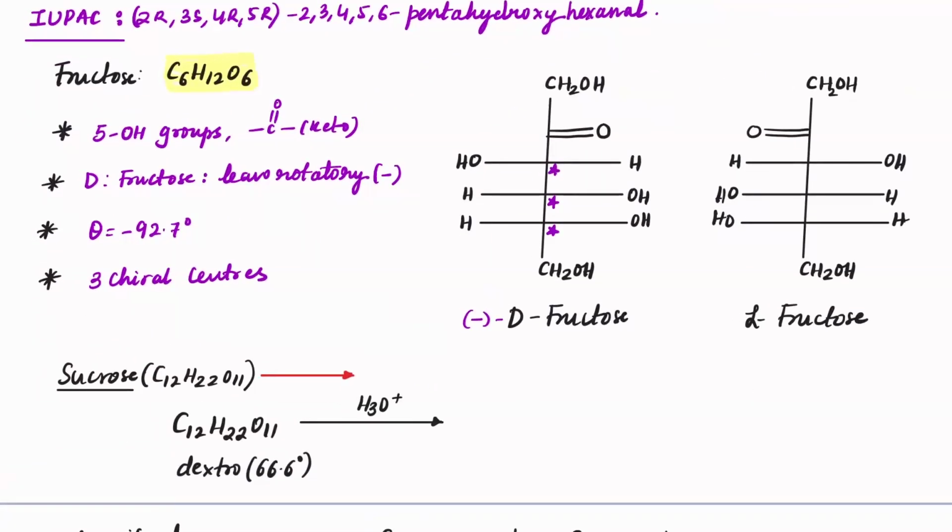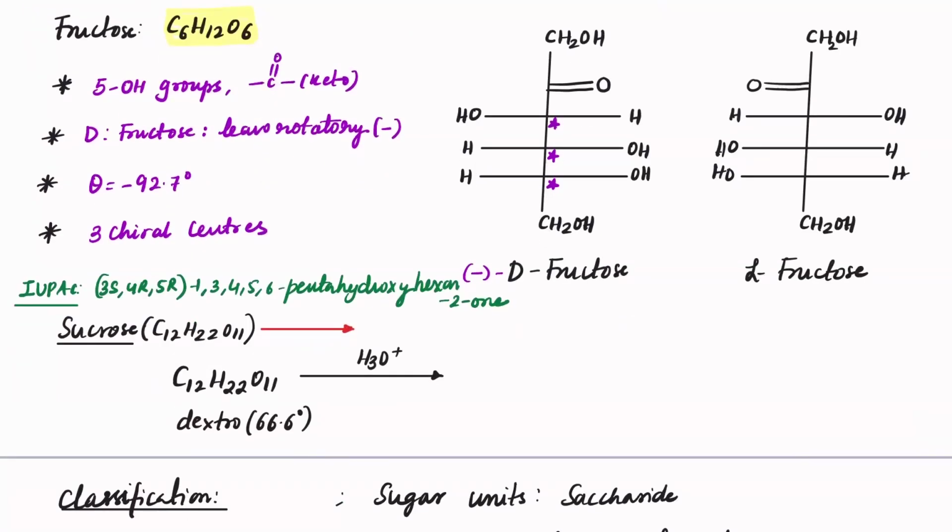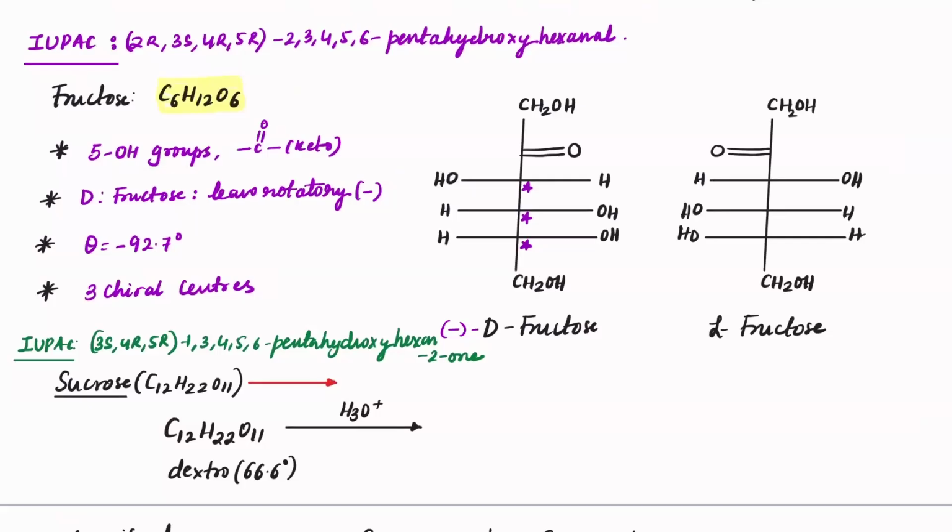Clear? Similarly, if I have to write the IUPAC name for fructose, what would it be? This is 3S, 4R, 5R, and then 1, 3, 4, 5, 6 pentahydroxy hexan-2-one. So that is the name for fructose.